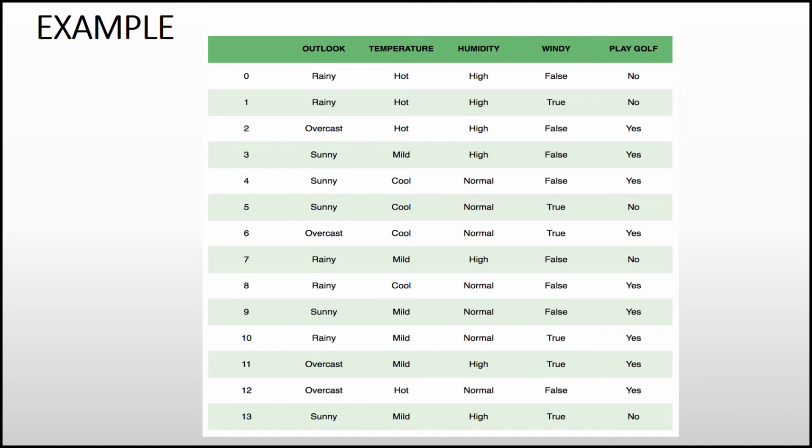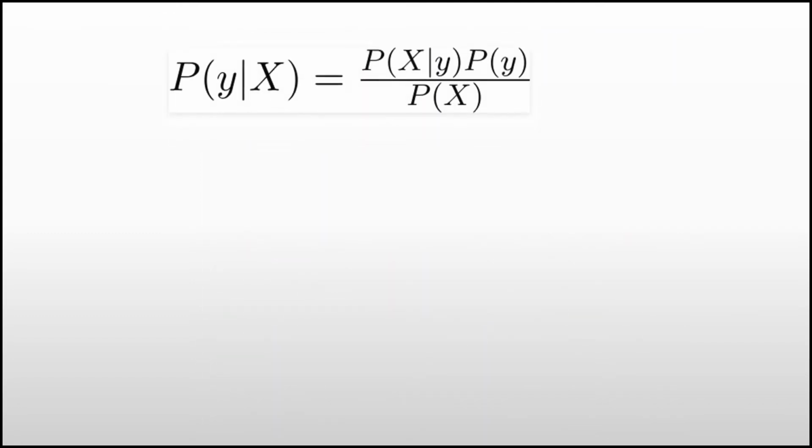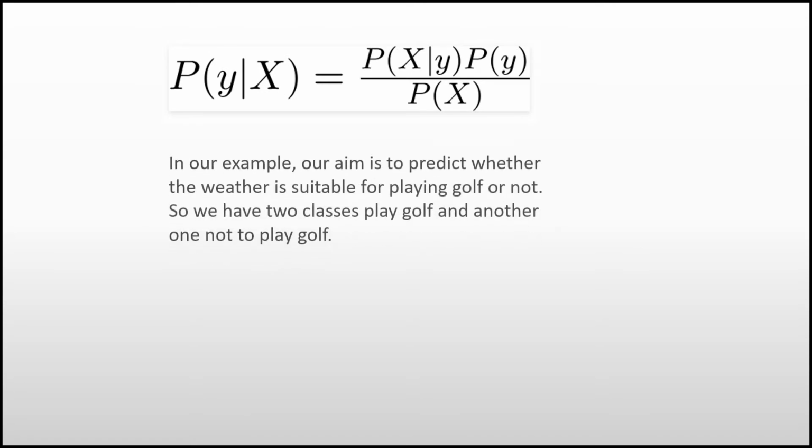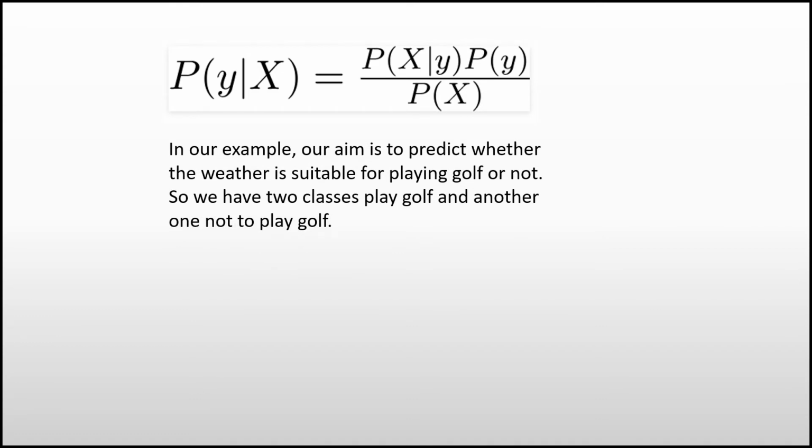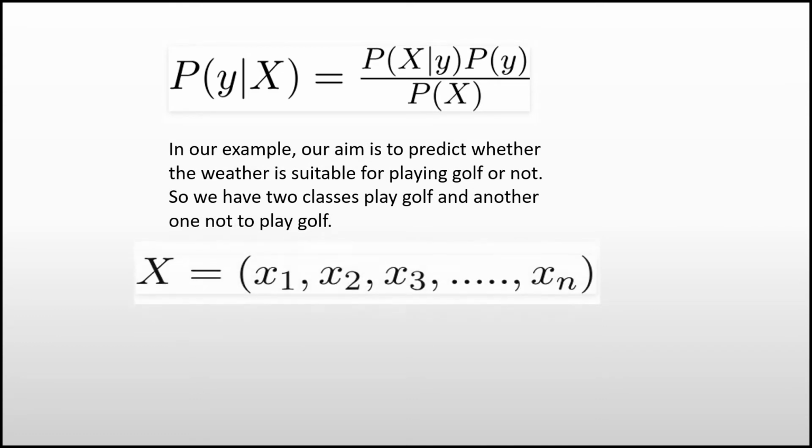So the classes that we need to predict, in our case, there are 2 classes. One is that we can play golf, the second one is that we cannot play golf. This is the overview of the data set that we are going to use. So I will represent it using the formula. Here y represents the 2 classes, that is, we will play golf and we will not play golf, and x are the features, the 4 features we are considering.